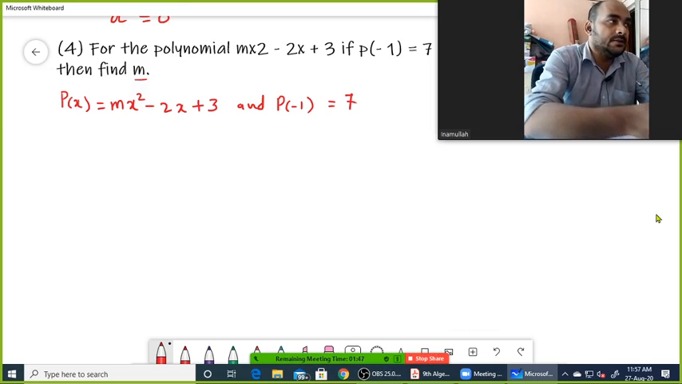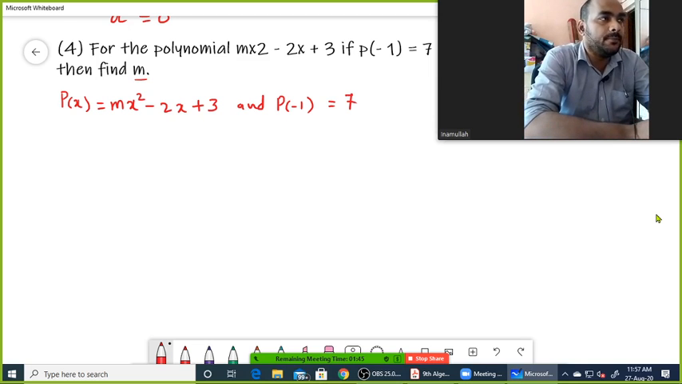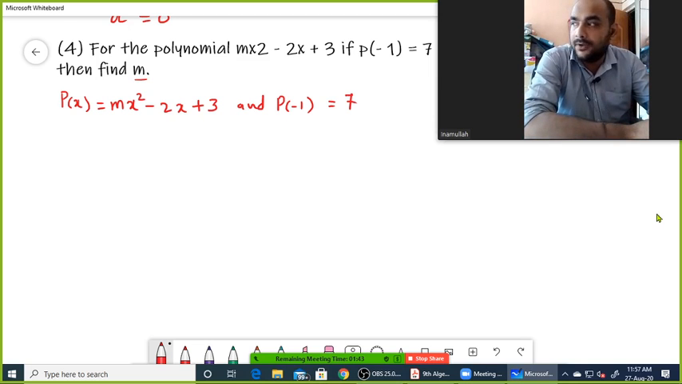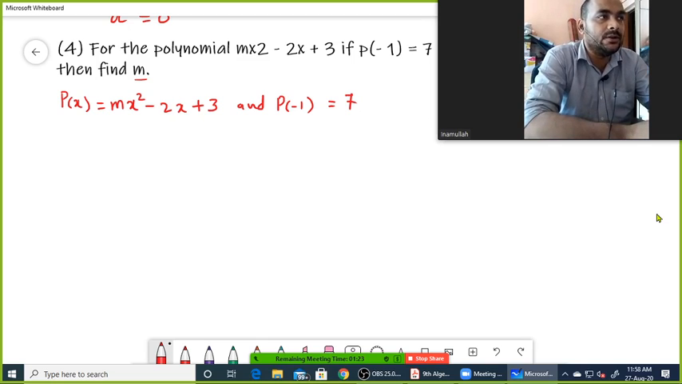This is question number 4 from practice set number 3.5. For the polynomial mx square minus 2x plus 3, if p minus 1 is 7, then find the value of m. So here the given polynomial is mx square minus 2x plus 3, and the value of the polynomial when the value of the variable is minus 1 is 7.